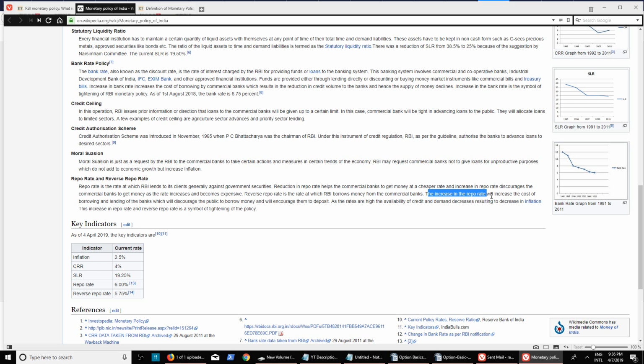and the increase in the repo rate will increase the cost of borrowing and lending of the banks, which will discourage the public from borrowing money and will encourage them to deposit. So as the rates are high, the availability of credit and demand decreases, resulting in a decrease in inflation. So that's the logic behind it. And this increase in repo rate and reverse repo rate is a symbol of tightening of the policy, and this is how it is basically calculated, and what repo rate means whenever you hear this term, whenever a policy is announced.